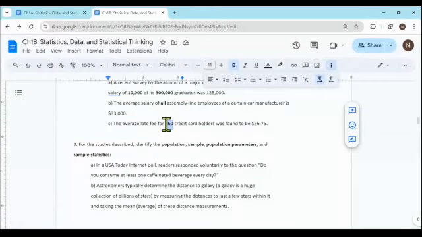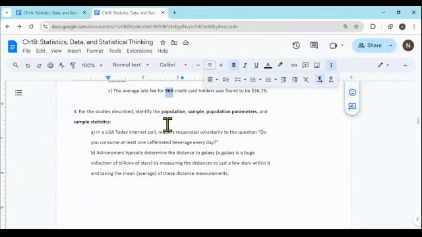For the studies described, identify the population, sample, population parameters, and sample statistics. So A, in a USA Today internet poll, can you just remove the mouse so I can read. Readers respond voluntarily to the question, do you consume at least one caffeinated beverage every day? So for the population we have all the readers of the USA. Is it right? Yes, correct.